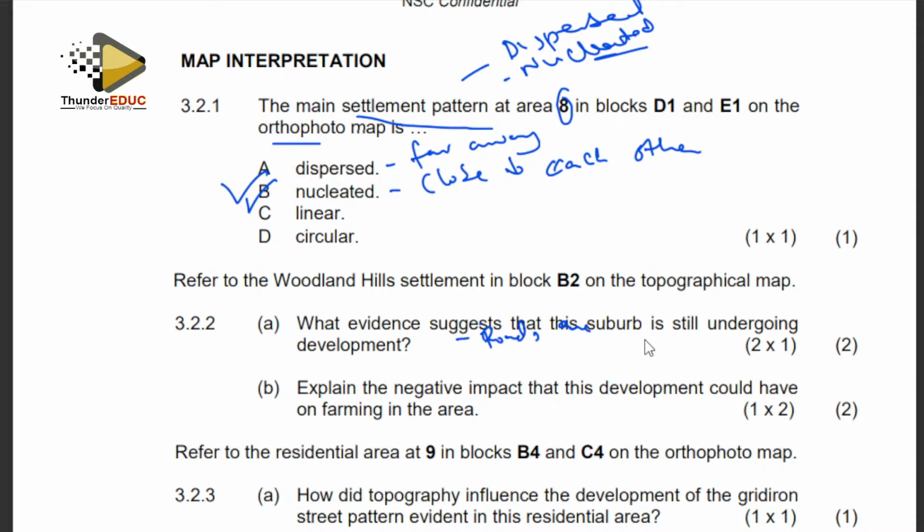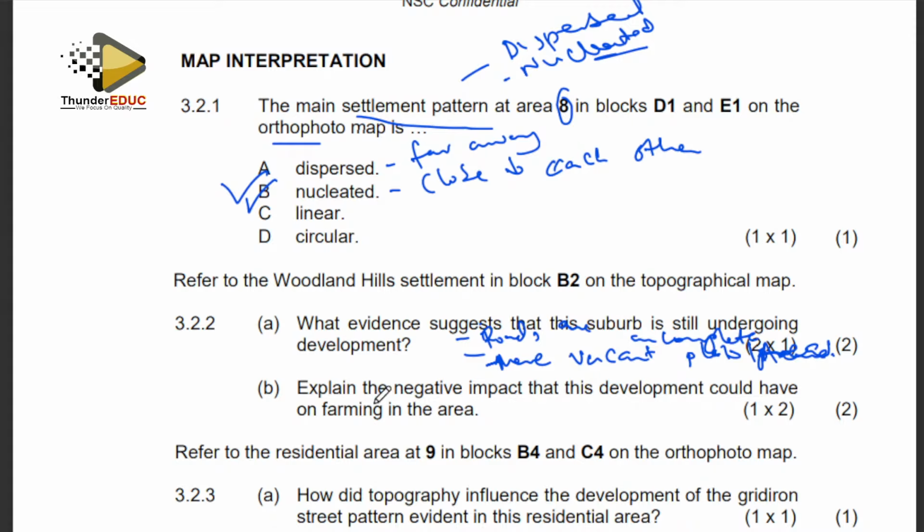Roads are incomplete, or they are not yet done with those roads. You can also say they are vacant areas. They are free or vacant areas, vacant plots that have not yet been occupied. So the area is still new.